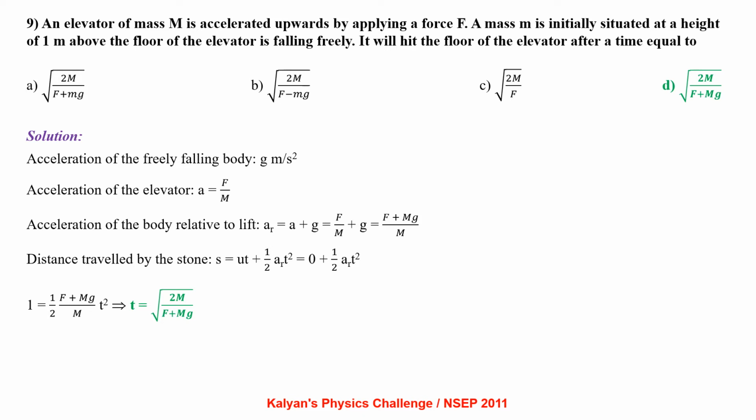Distance traveled by the stone, S equals ut plus half into A relative into t square, that comes out to be 0 plus half into A relative into t square. So from there t equals root of 2M by (F plus Mg).